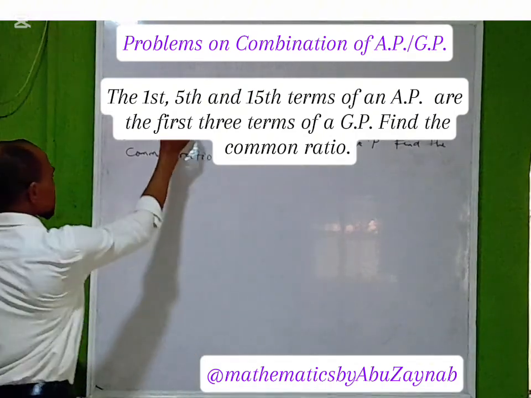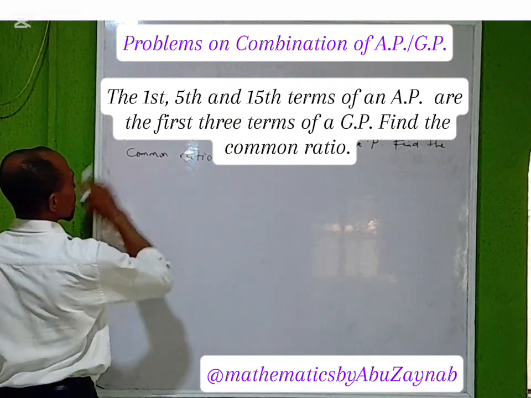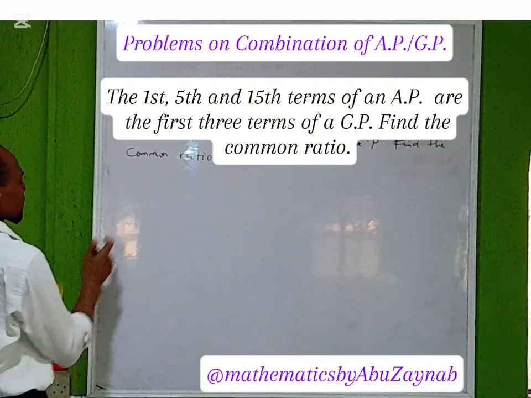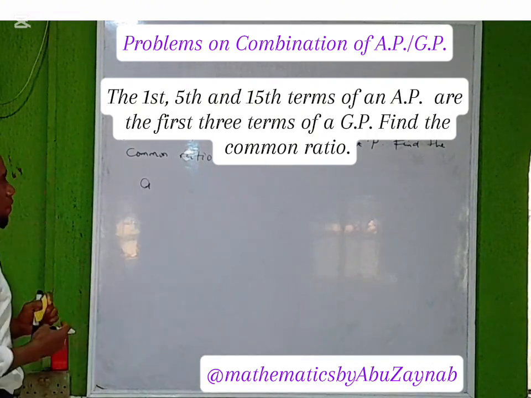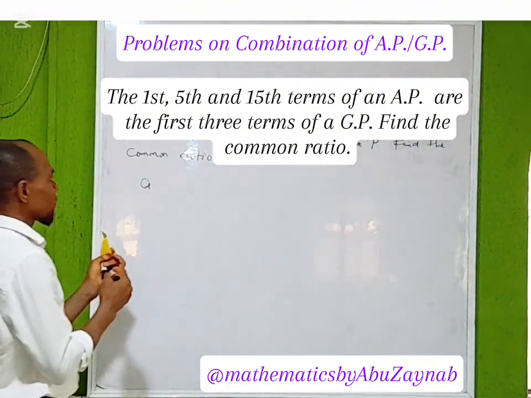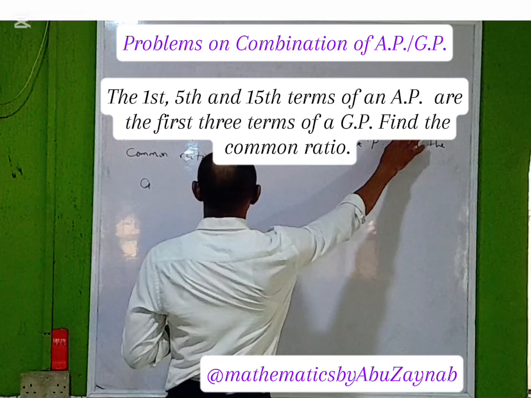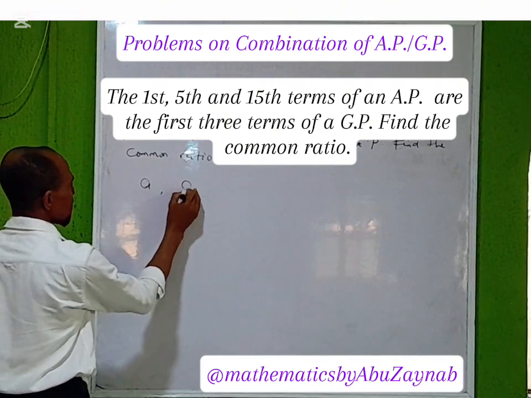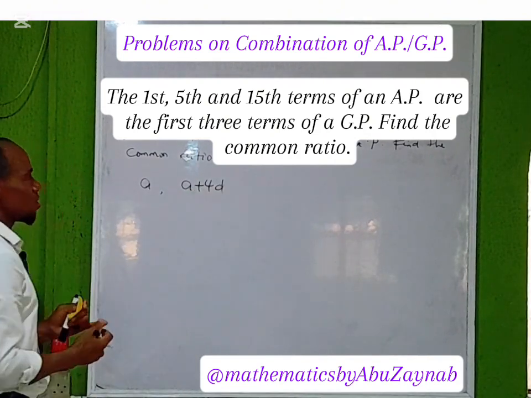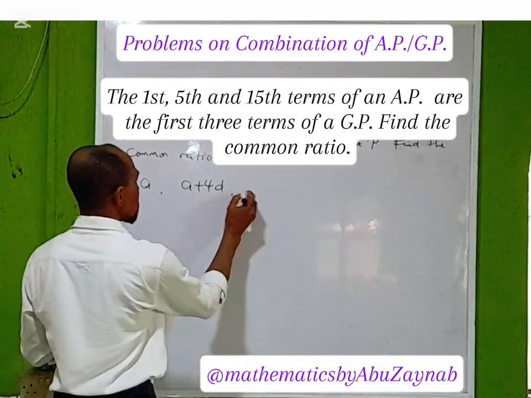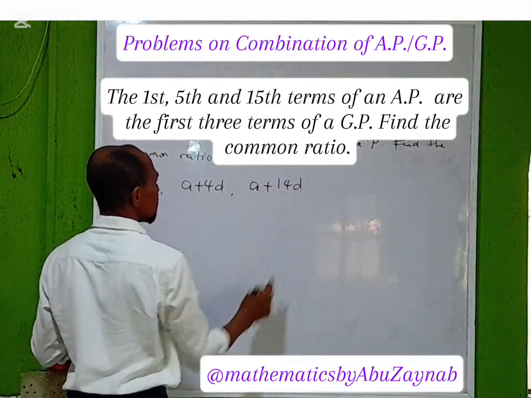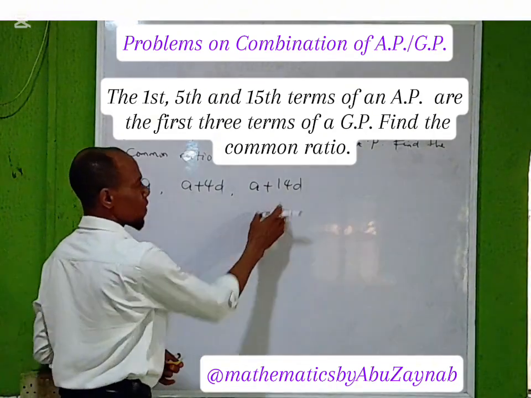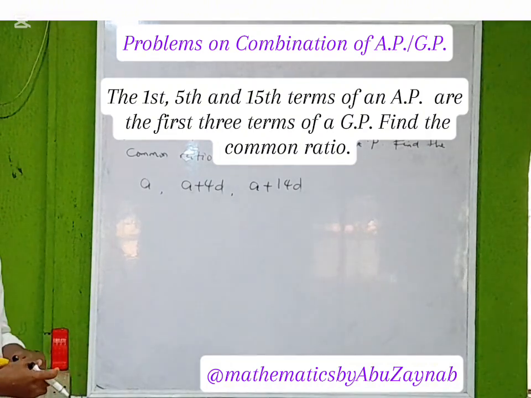We are told that the first, fifth, and 15th terms of the AP are the consecutive terms of a GP. What that means is, for the AP, we have A as the first term. Recall that the terms given originally are of an AP, so they will be expressed in terms of the AP. So the first term is A, then the fifth term is A plus 4D, and the 15th term will be A plus 14D, by the formula for the nth term of an AP.